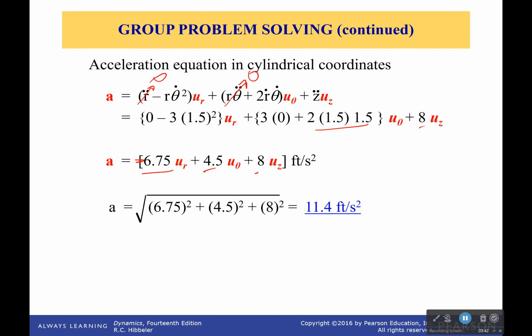So just like with velocity, we want to get the magnitude of our acceleration, and how do we do that? We take all of our components, we square them, add them together, and then take the square root, and it comes out to be 11.4 feet per second squared.